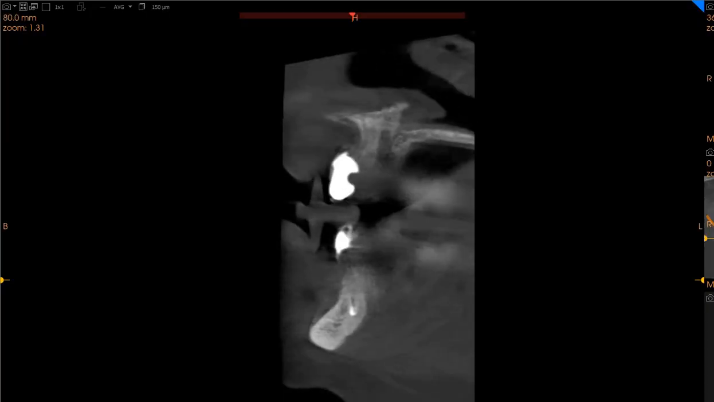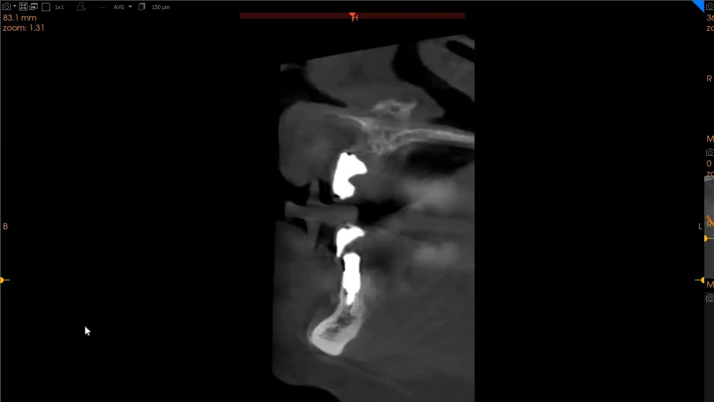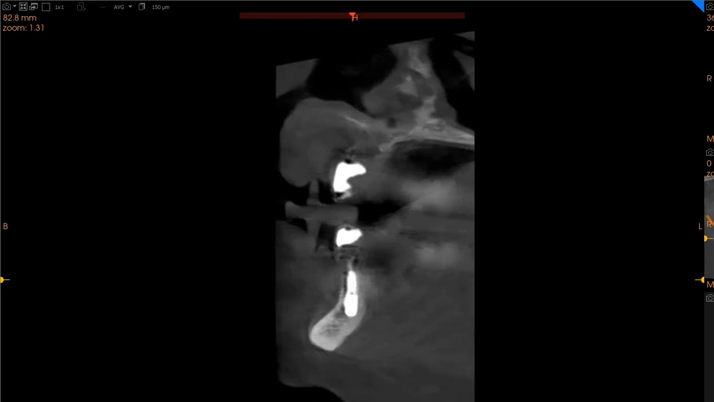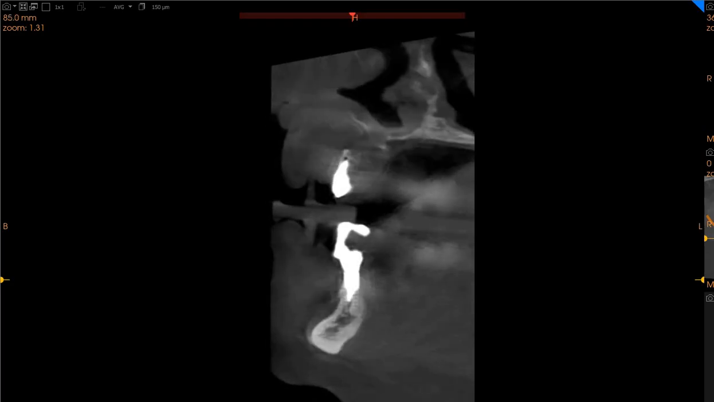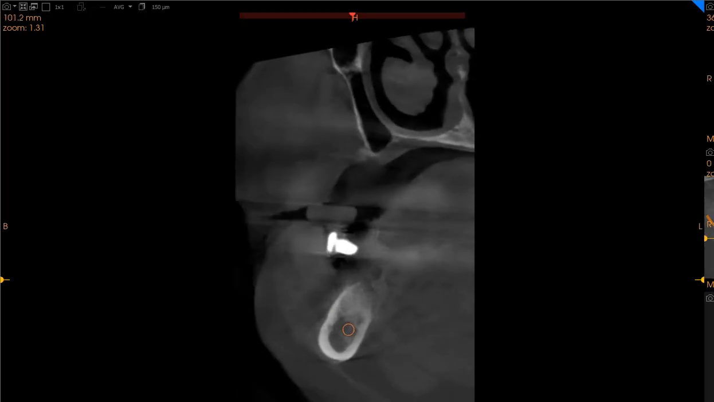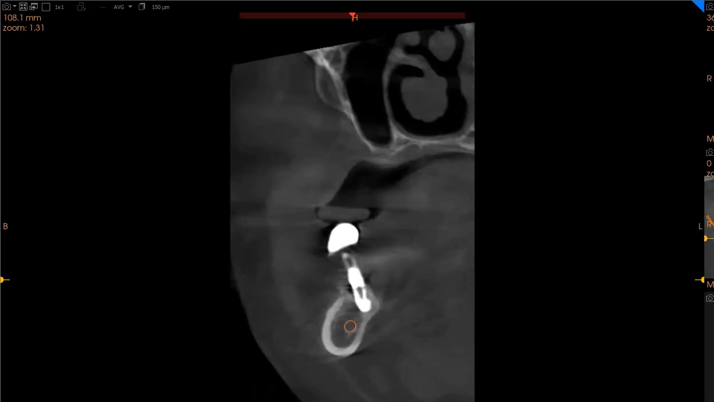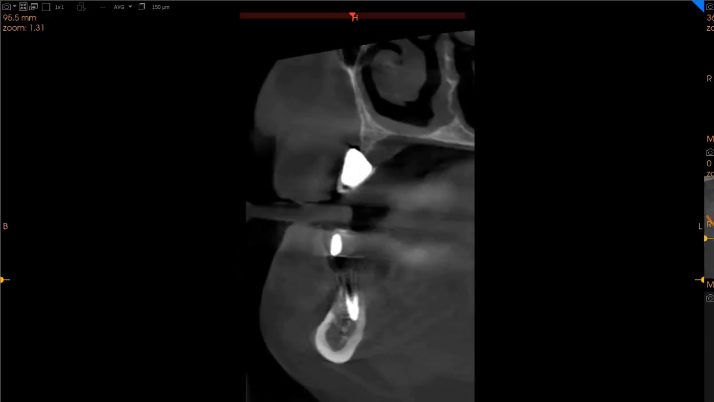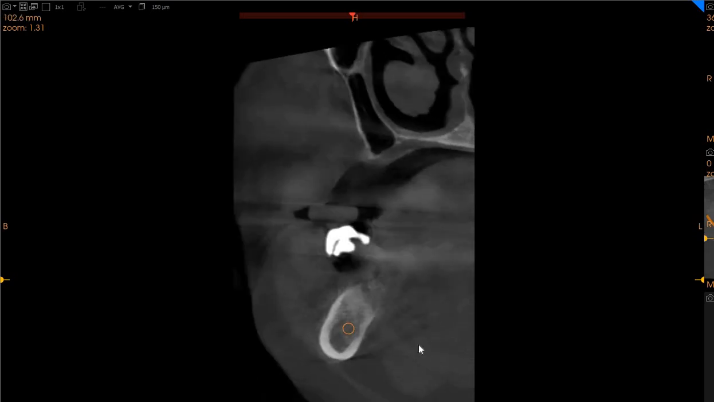As we move towards the top right segment, again, in the anterior segment, we have the incisive canal and absolutely no bone for implant placement. As we move towards the posterior segment, unfortunately, there's no bone in this entire region where we can even think of placing a virtual implant.